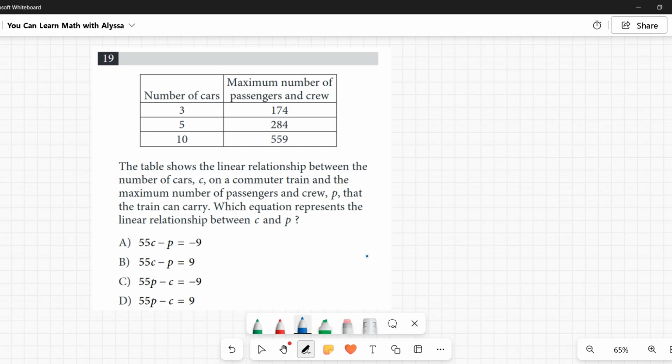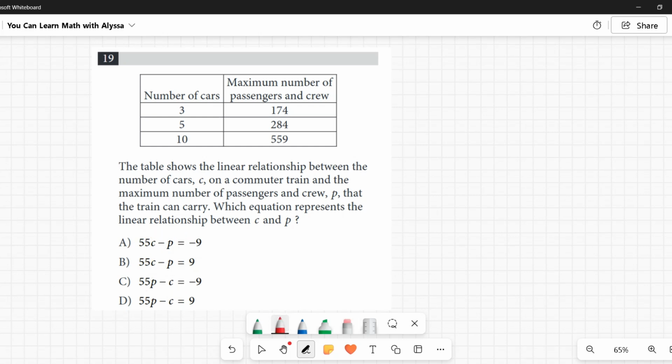And if we look at all these equations, they're all very close in a lot of ways. They all have 55 as a coefficient being multiplied by something. They're all equal to either -9 or +9. The only thing that's really changing is whether these are negative or positive. And then we also have 2 of them say minus P and 2 say minus C. When the ones are saying minus P, they're multiplying by C. And when it's minus C, the 55 is being multiplied by P.